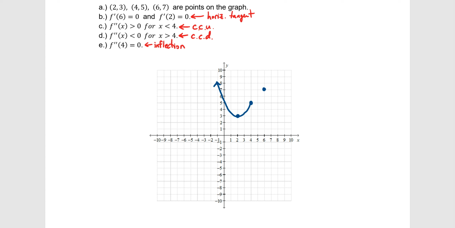And now if we go everything greater than 4, it has to be concave down. So that might be something like this. So that's concave down over that interval, and once again we have a horizontal tangent line right here at x equals 6 because that's what we were told to have. And it looks like everything is satisfied. We have this inflection point at x equals 4 where it changes concavity. Concave up to concave down.